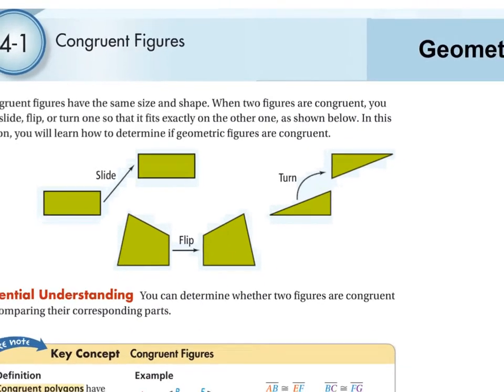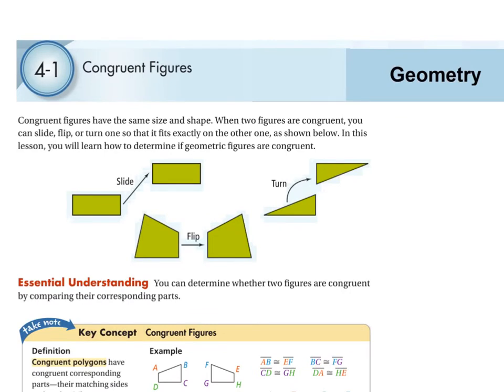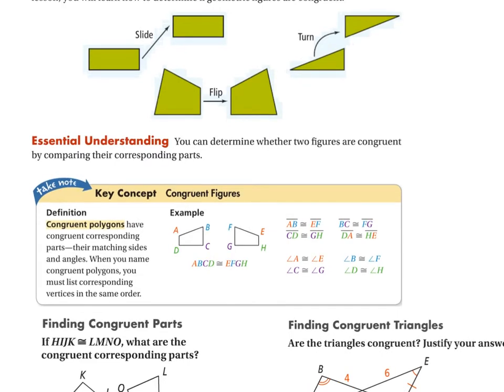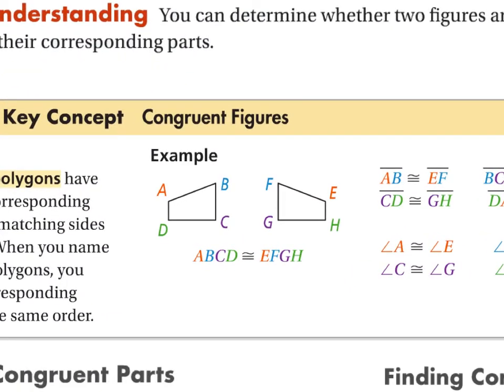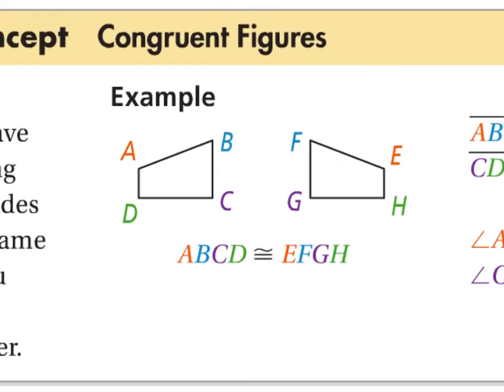They can be slid over and be in a different spot. They can be turned, they can be flipped, but they are still congruent. That doesn't change their actual shape and size. Whenever you are describing two congruent figures, and I really like how they color-coded this example, you need to line up the vertexes at the same point.